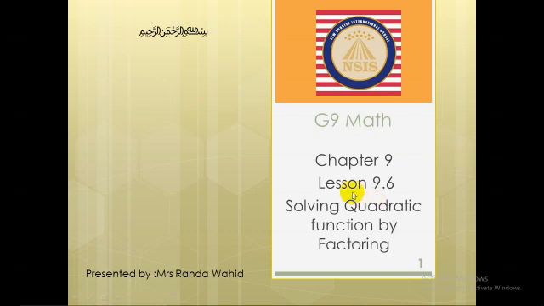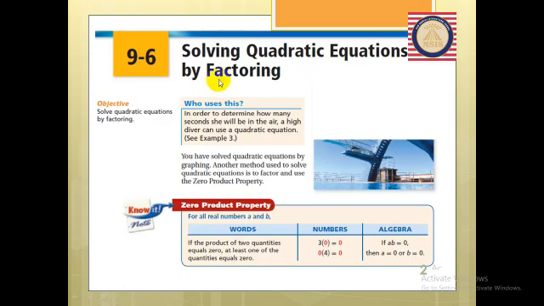Okay, we're going to start with solving quadratic function by factoring. Let's see together. Solving quadratic function by factoring. Of course, we solved the quadratic equation before by graphing. And another method we use to solve the quadratic equation is to factor and use the zero product property.